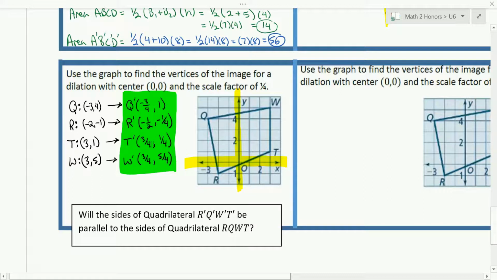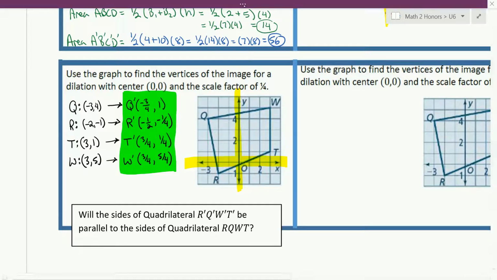This is what you want right here. Q prime, negative 3/4 and 1. R prime, negative 1/2 and negative 1/4. T prime, 3/4 and 1/4. And W prime, 3/4 and 5/4. So we're just multiplying our coordinates by the 1/4 to get these new coordinates. Okay.